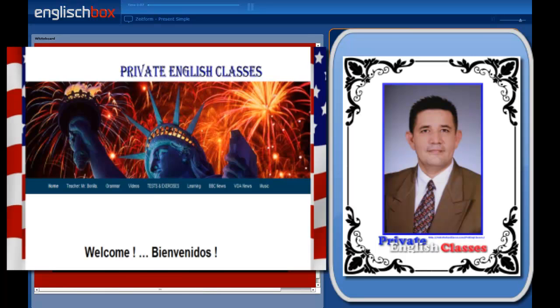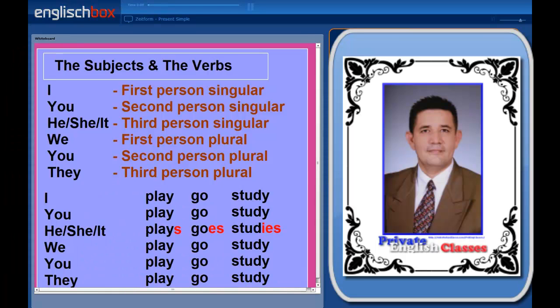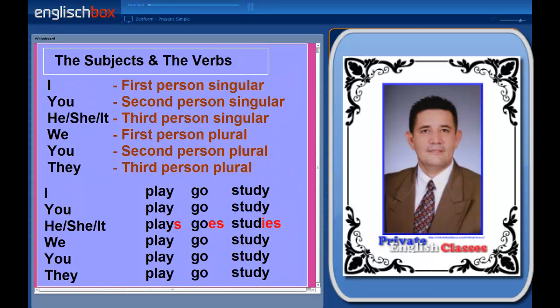Today we are going to look at verbs in the present simple. On the first slide you can see the different subjects. The subjects are I, you, he, she and it, we, you and they.